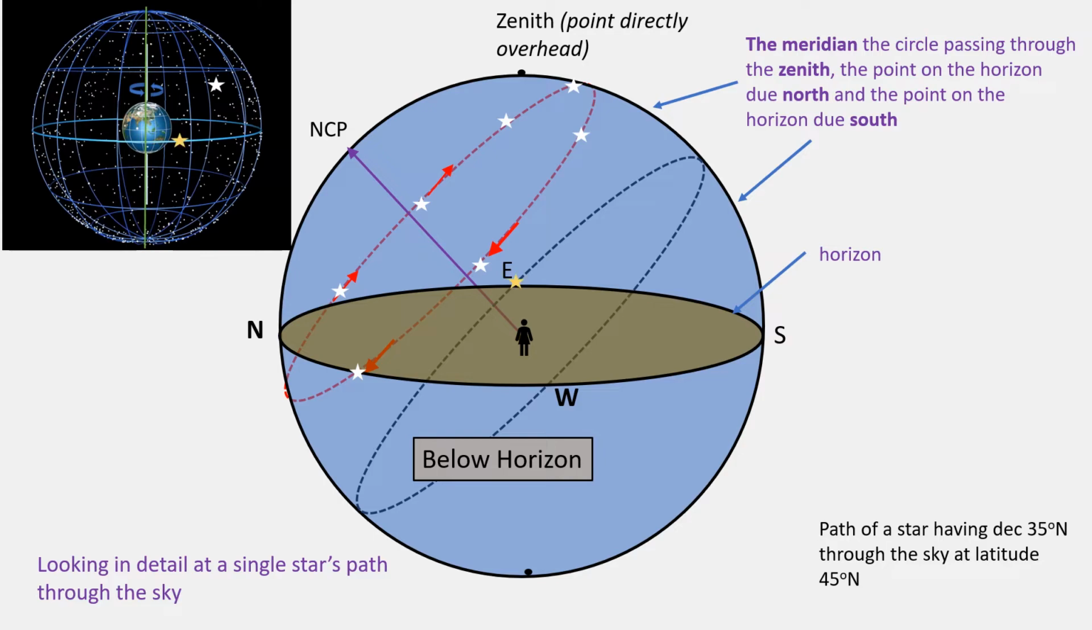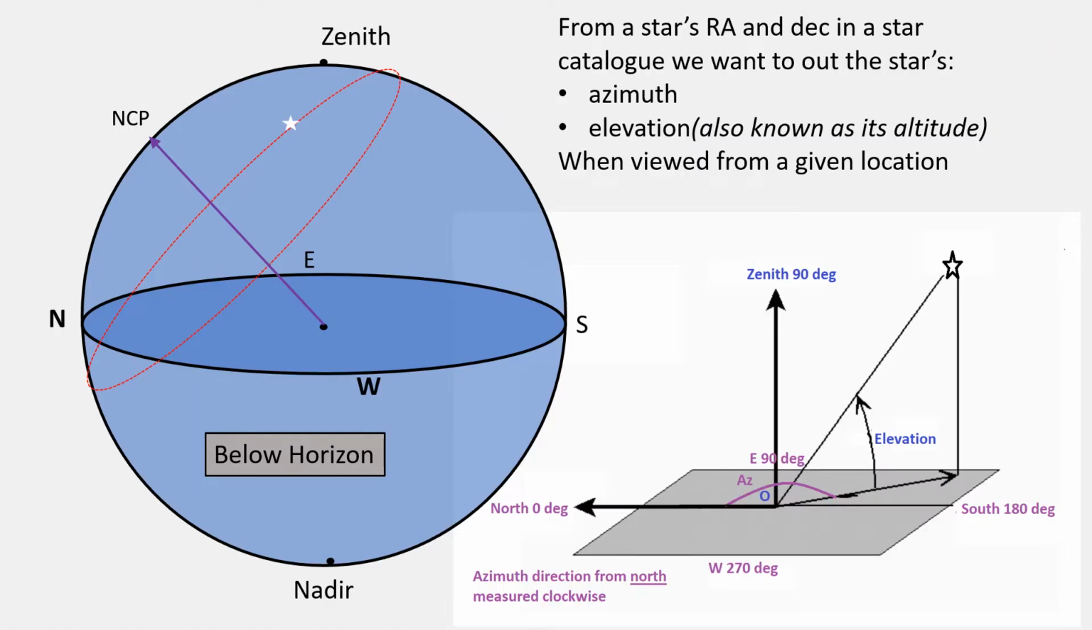If we look at another star, this time at a lower declination on the celestial equator, it follows a similar path, rising in the east, setting in the west, but doesn't reach so high in the sky, and is above the horizon for a shorter amount of time. What we want to do is to work out a star's position when seen from a place on Earth. By this we mean its azimuth, which is its angle from a northerly direction, and its elevation, its angle above the ground.